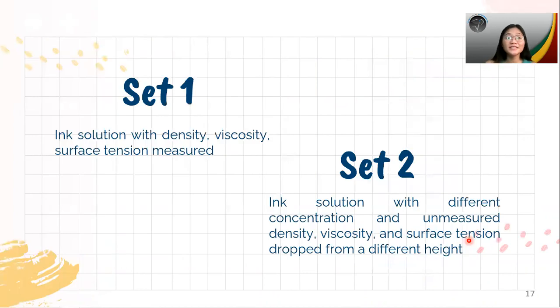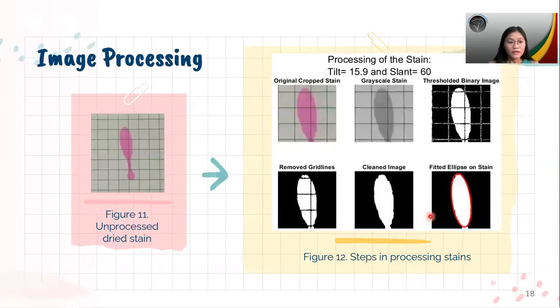Now, I performed the passive drop experiments with the ink solution with measured properties and called the results there set 1. And I decided to repeat my experiments with a solution of a different concentration at a different initial height and called it set 2. I did this just so I can verify trends in the impact and directional angles, which I will be showing later in the results. Now, after the drip stain experiments, I allowed the stains to dry and I took a photo of them.